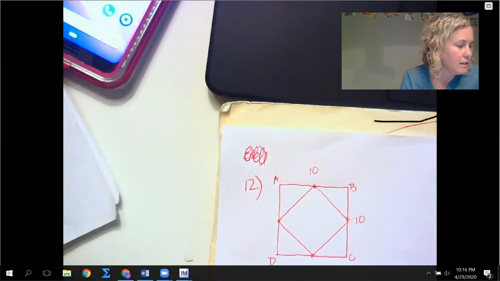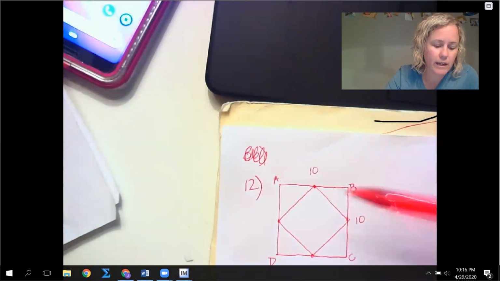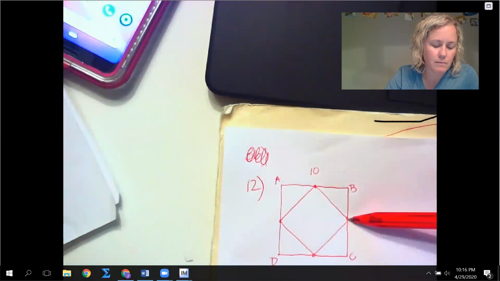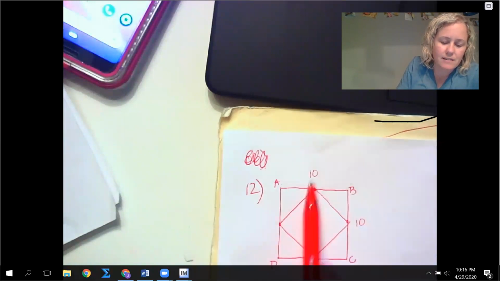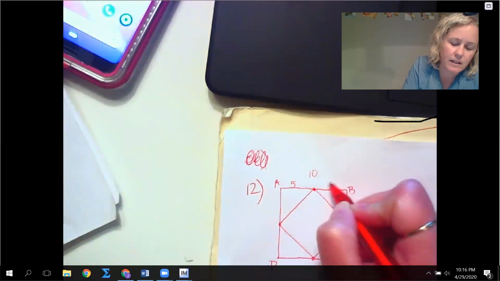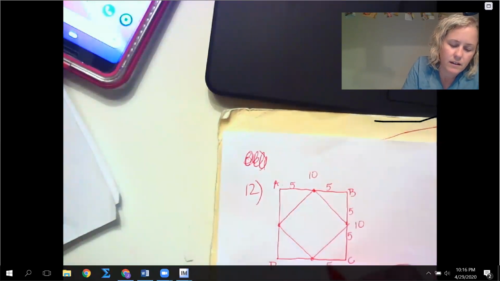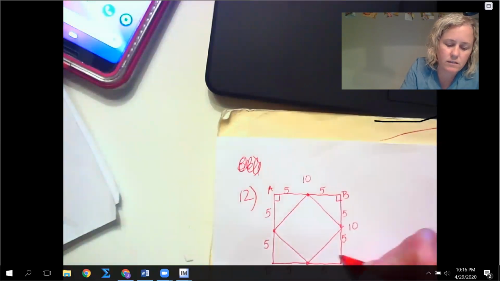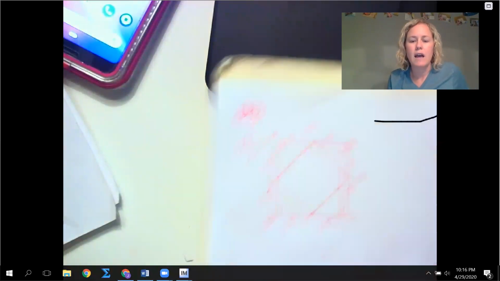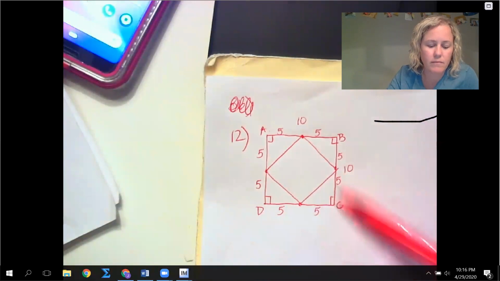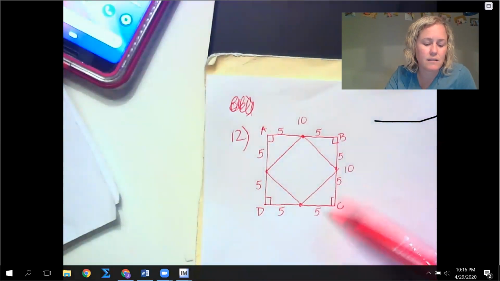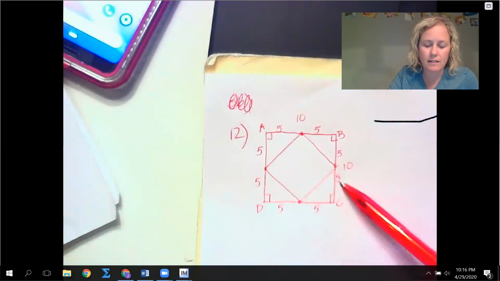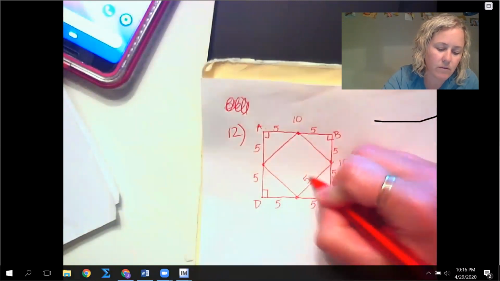Quadrilateral MNOP is formed by joining the midpoints of ABCD. So this is a midpoint, a midpoint, a midpoint, a midpoint. If this is a midpoint, then that 10 has been cut into 5 and 5. Same thing's happening here, and here, and here. A square has right angles at all of the corners, and so then I can see that I have a right triangle. It's actually an isosceles right triangle, also known as a 45, 45, 90. This is n, this is n, this is n square root 2.